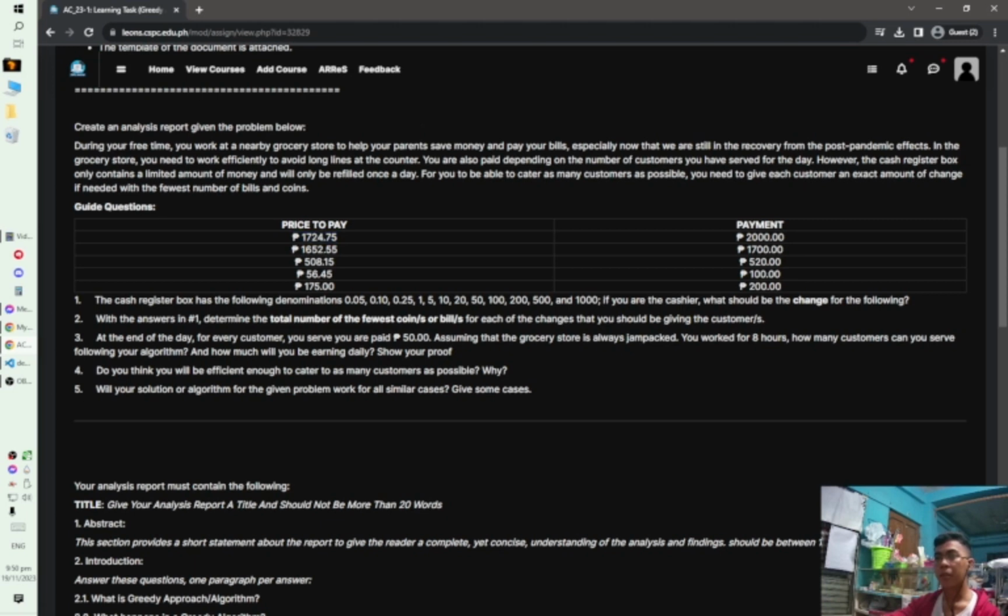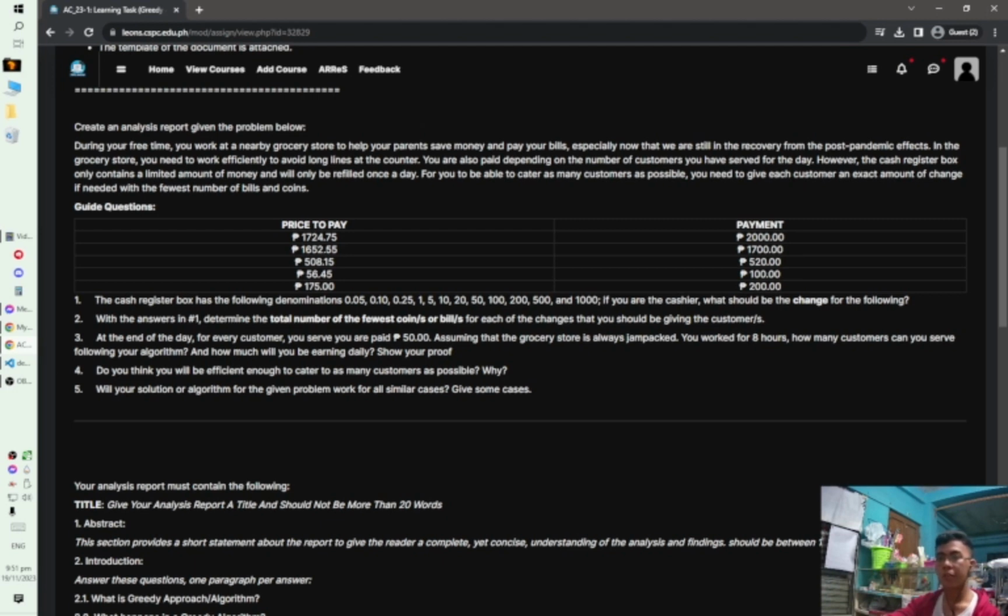Now, for example, the first transaction, we have a price to pay of 1,724.75 pesos, and the customer paid me, the cashier, 1,000 pesos. And we need to give the exact change for that with the fewest number of coins and bills. So you should answer these questions.